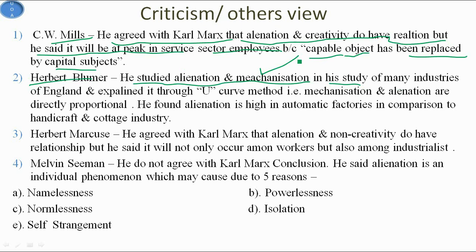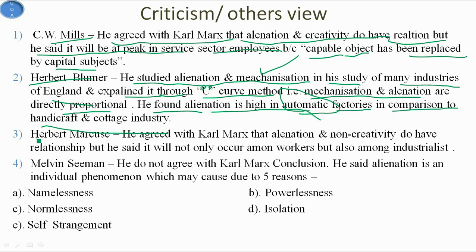Mechanization means automation. He studied many industries of England and explained it through the U curve. In this part he has mechanization, and in this part he has alienation. So basically, the U curve method tells that mechanization and alienation are directly proportional. He found that alienation is high in the automation sector, or due to automated factories, in comparison to handicraft and cottage industry.